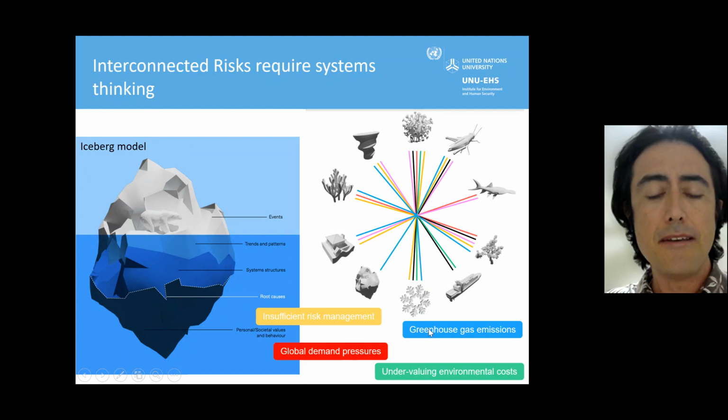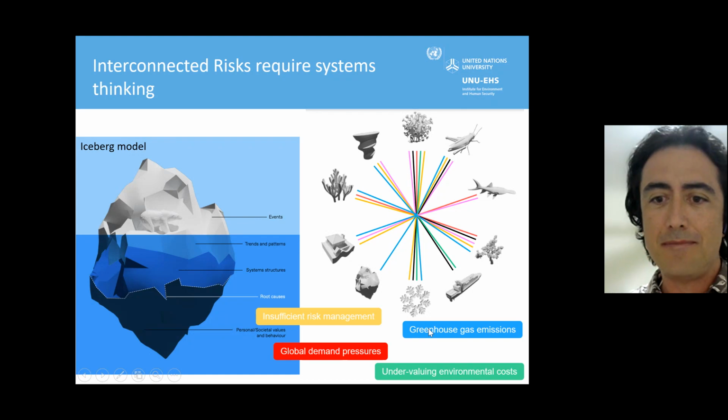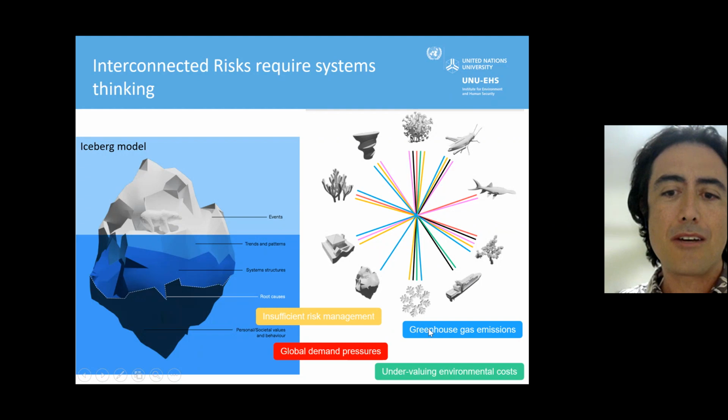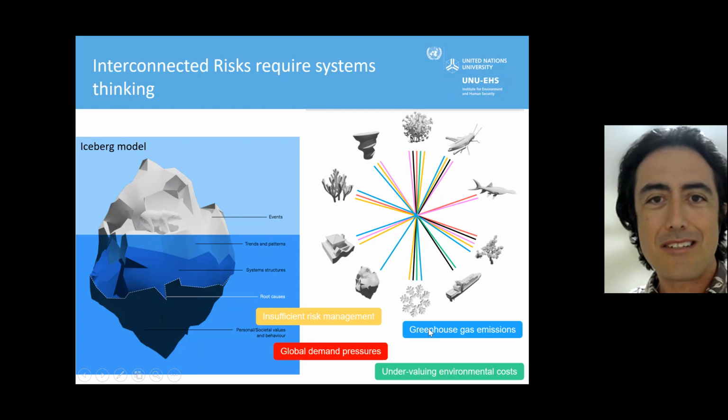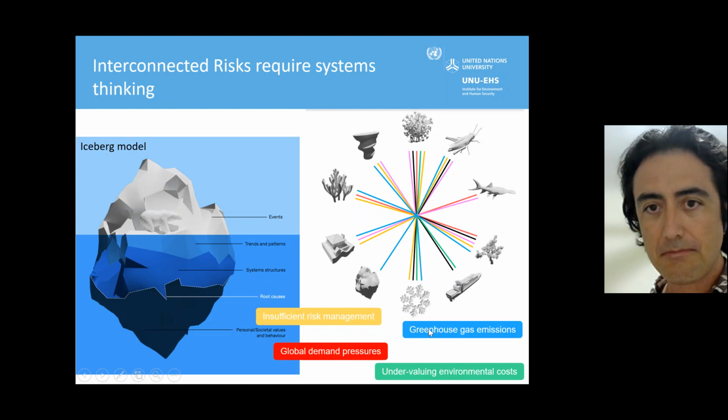But we also see again and again cases of insufficient risk management, the involvement of global demand pressures driving unsustainable, dangerous practices in different areas, and the undervaluing of environmental costs in our decision making, which also contributes to various types of exposure and vulnerability.